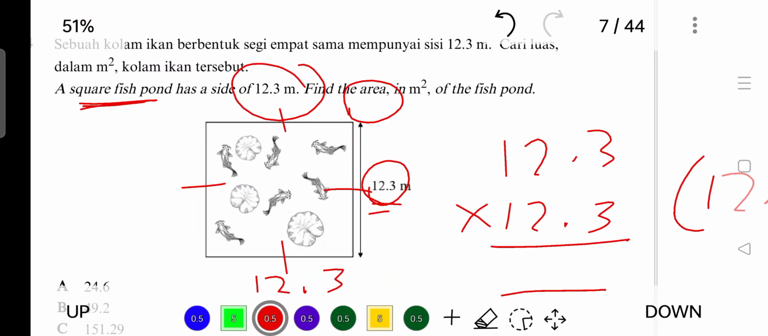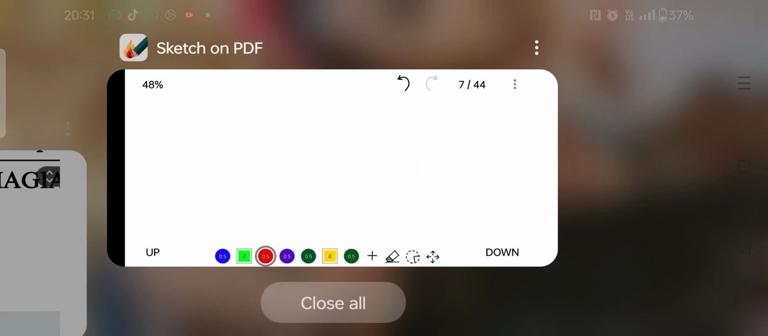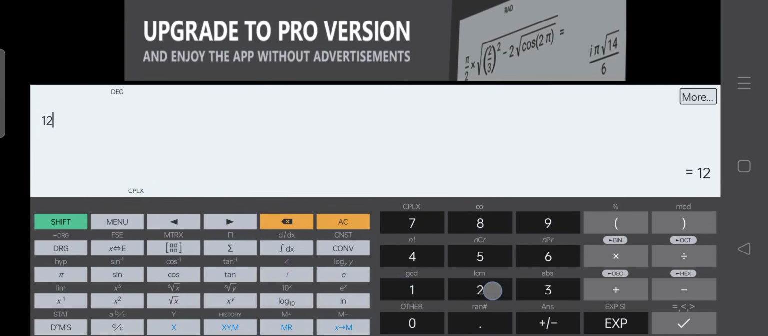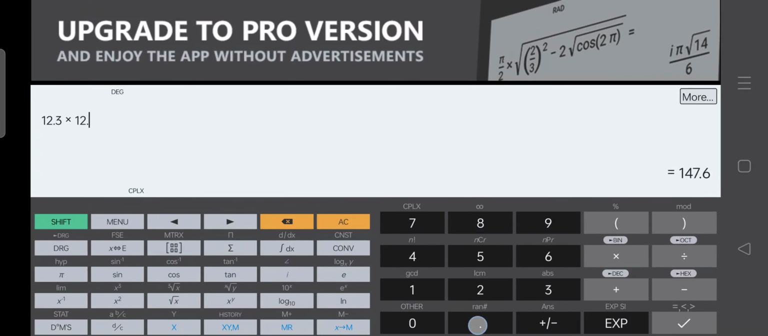Okay, what if they ask you to find volume? Volume will be cube, 3 kali, 12.3 times 12.3 times 12.3, right? But here we don't need 3 kali, we just need 2 times, or just simply square the number.